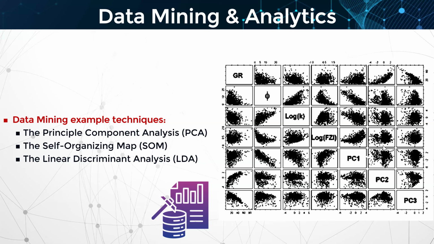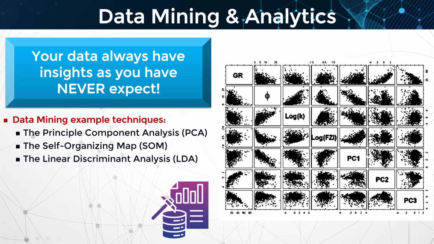So for this example, we have three principal components. For principal component one, it seems we have a linear relationship with the velocity from open hole logs. For the second principal component, we have another linear relationship with gamma ray, and so on.